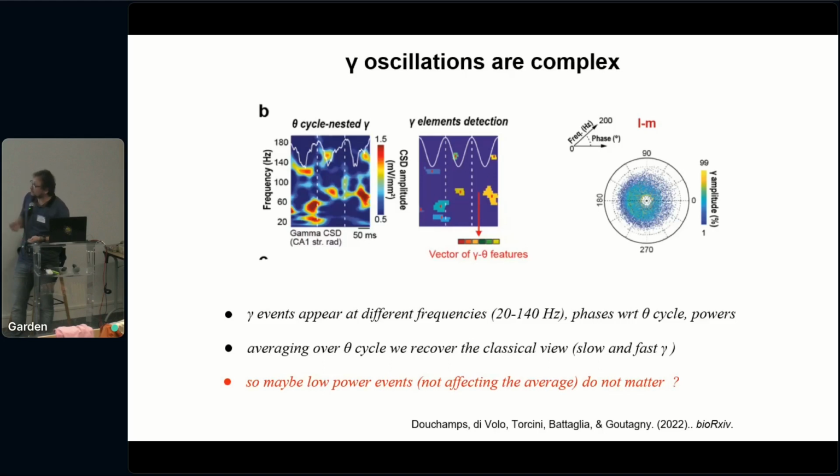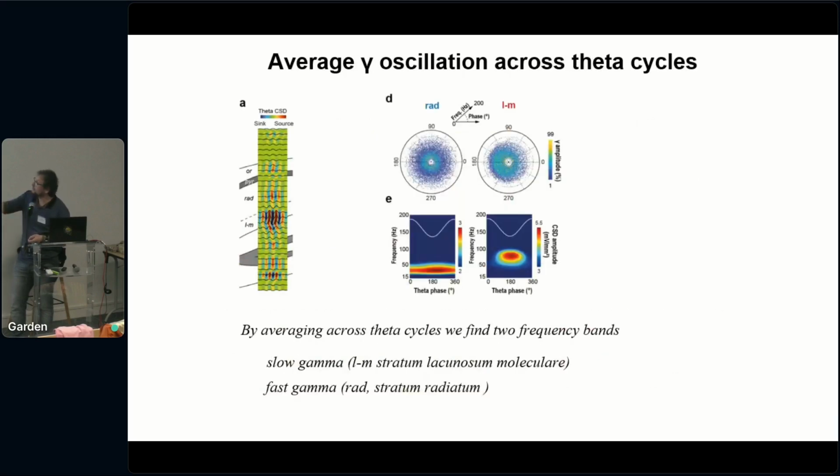So one could think that actually these little events are just noise. That's a possibility. What I want to say is that if you take all these events and you average across the theta cycle, you obtain back the classical view that I showed you before, where you have slow gamma oscillations and fast gamma oscillations across all these cycles. But still, inside all these time traces, you have this huge variability of the events.